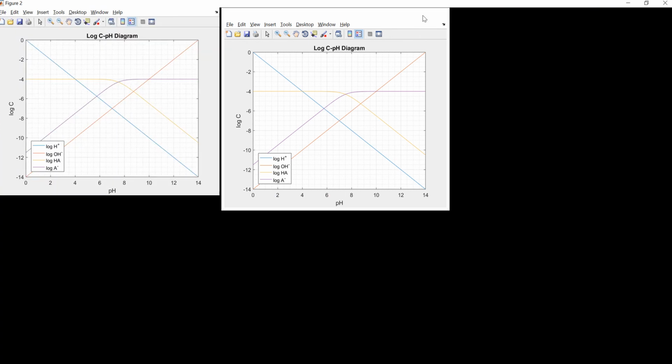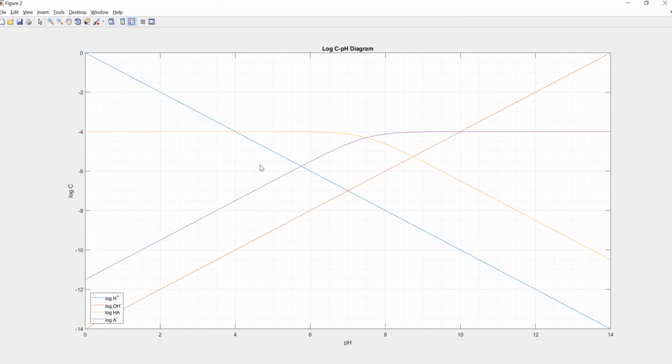If I expand that, you can see the different species that we've plotted. Here's log of H+, log of OH-, log of HOCl in yellow, and log of OCl- in purple.